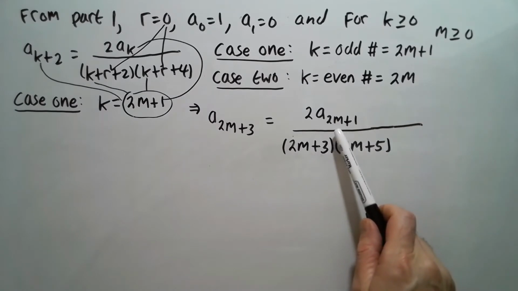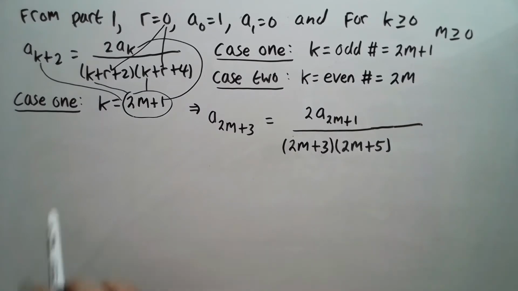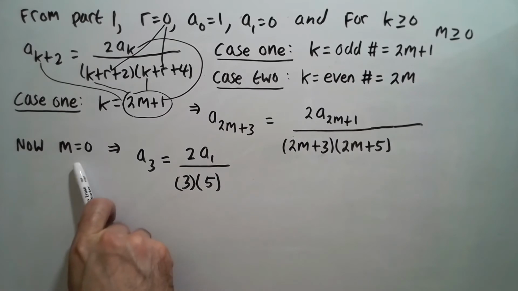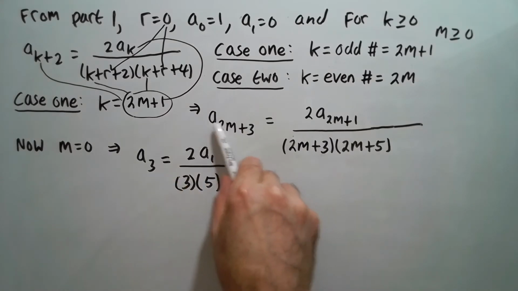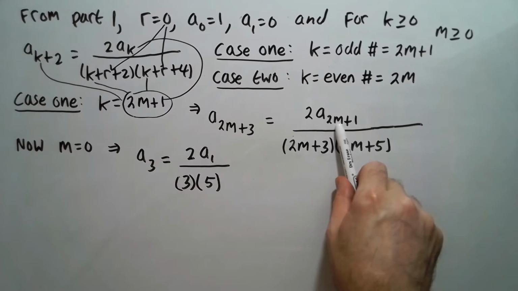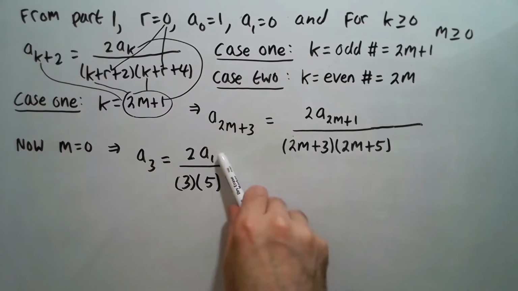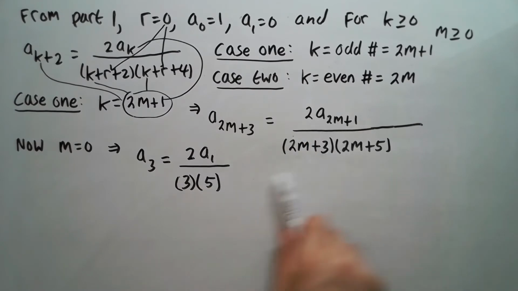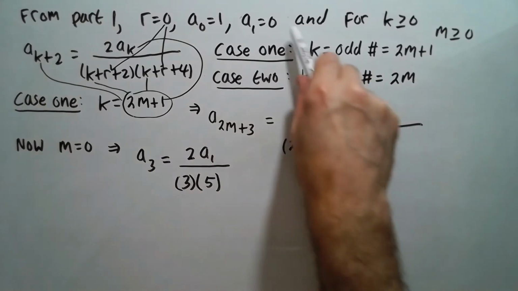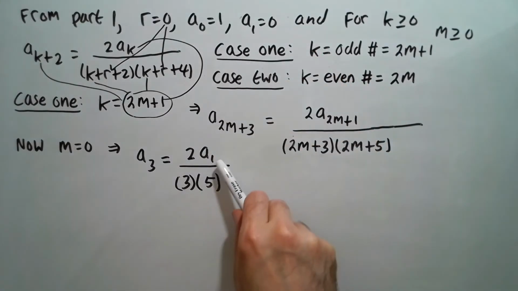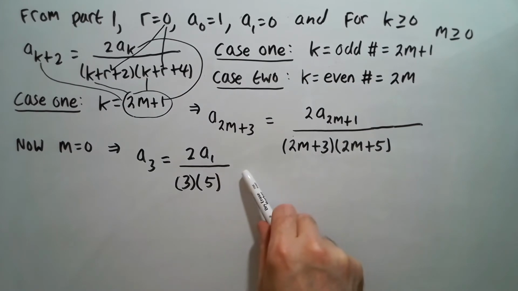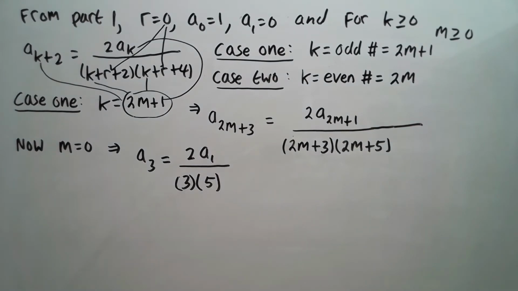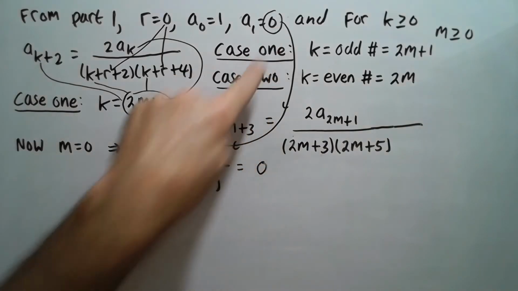So let's start with m is 0. Choosing m to be 0, I'll have just a3 on this side. Putting 0 in place of m, we'll just have 2a1 on top. Putting 0 here, I'll have 3. Putting 0 here, I'll have 5. But now from up here, a1 is 0. So therefore, this is going to end up being 0 here. Okay, so our a3 is 0 because a1 is 0.